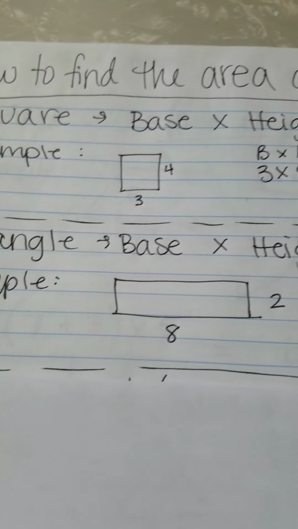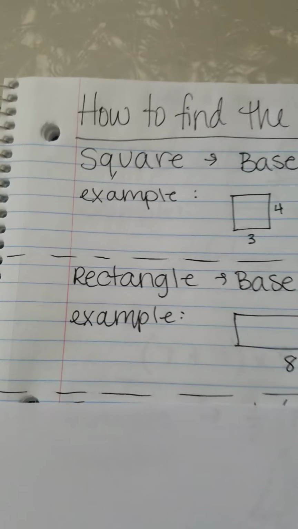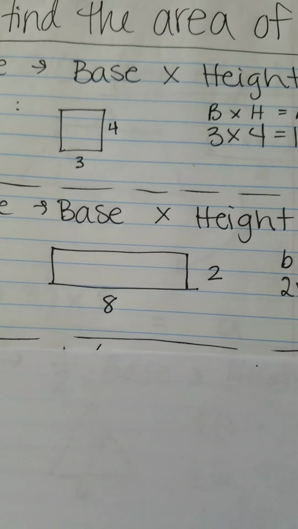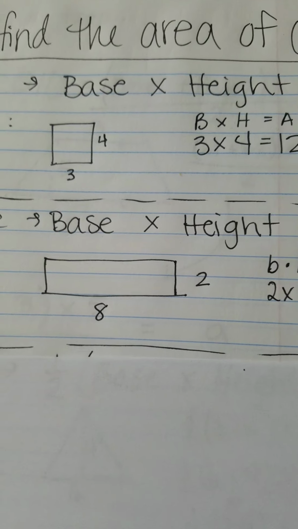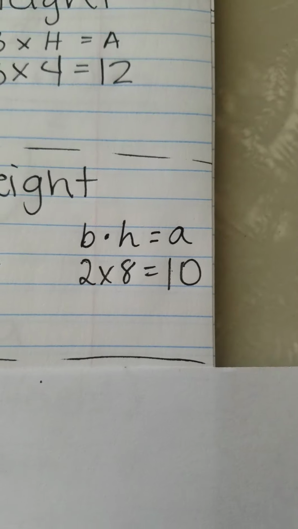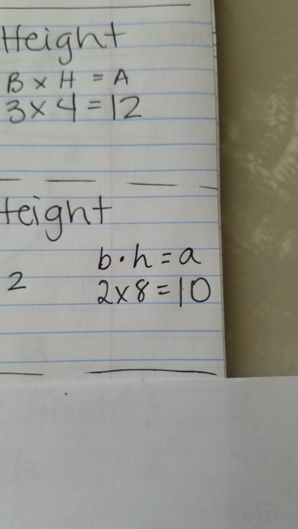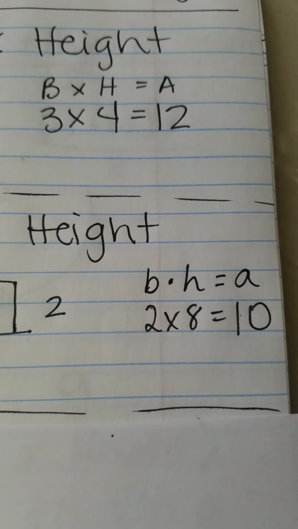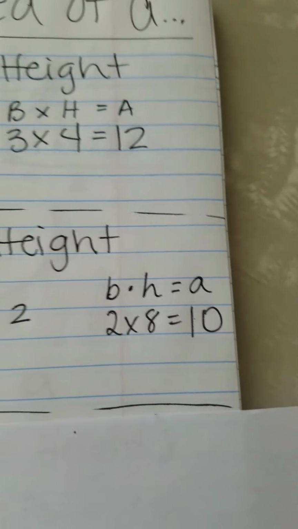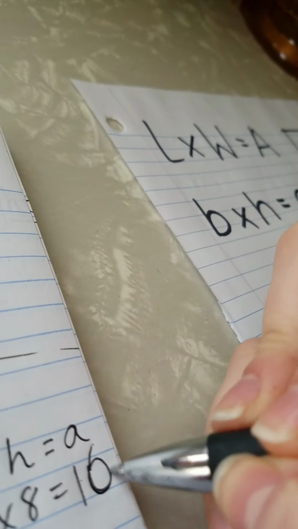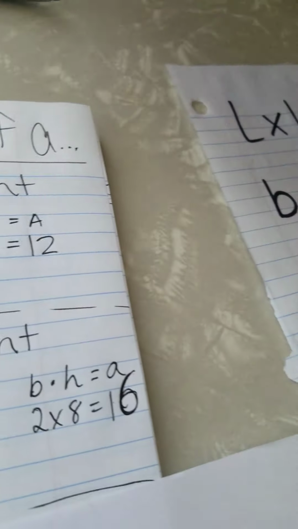The next one is a rectangle. Now, a rectangle is the same exact formula, base times height. So over here, we have a base of 8, height of 2. Okay, so I did base times height equals area, plugged in the numbers, 8 times 2 is 10. Oh, what was that? Oh, somebody just noticed my mistake. Yeah, 8 times 2 is not 10. It's definitely 16. So good job catching that, guys.